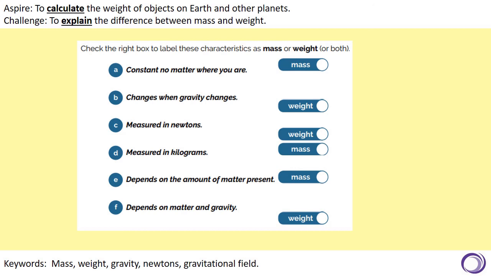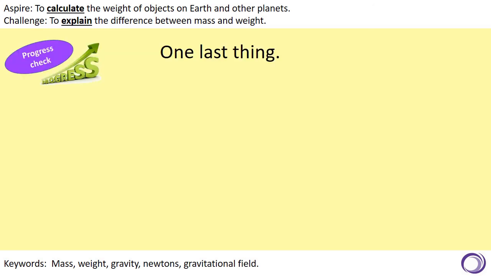So constant, no matter where you are. I think that's supposed to be a pun there, no matter where you are. So it stays the same, so that's mass. Changes when gravity changes, that's weight. Measured in newtons, that's weight because it's a force. Measured in kilograms, that's mass. Depends on the amount of matter present, so that's mass. And depends on matter and gravity, that's weight. Well done if you got that right. If you've got more than 1 or 2 of them wrong, just go back and have a look at it again. It's something that's going to be really important all the way up to GCSE.